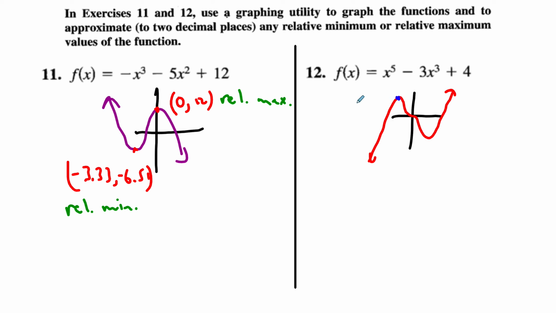This point here turns out to be -1.34, 6.89. And this point right here works out to be, sorry, positive 1.34, 1.10. At least it's symmetrical, right? That's kind of handy.